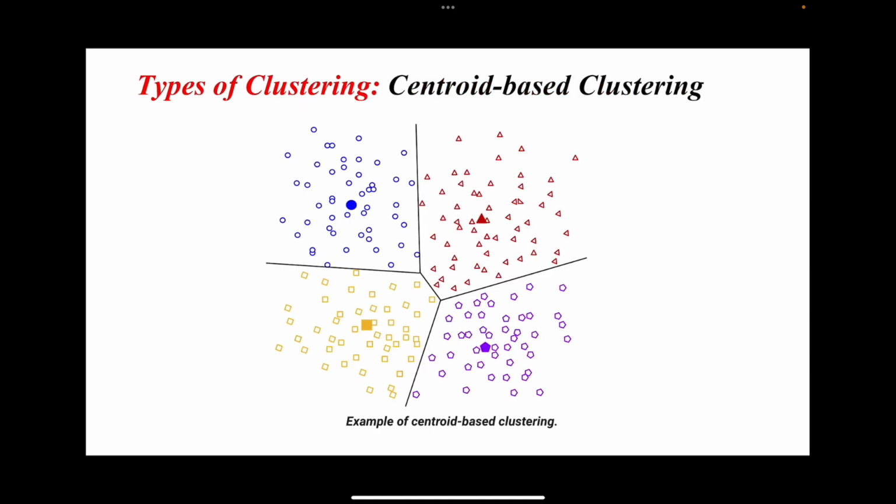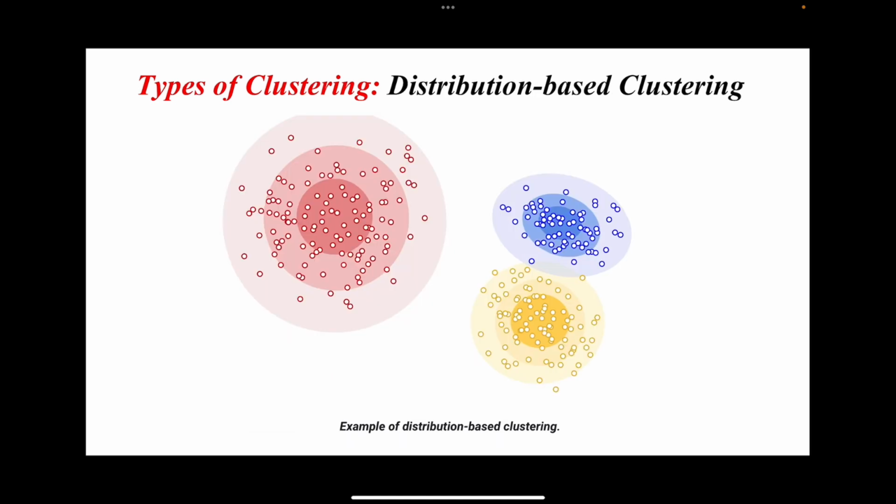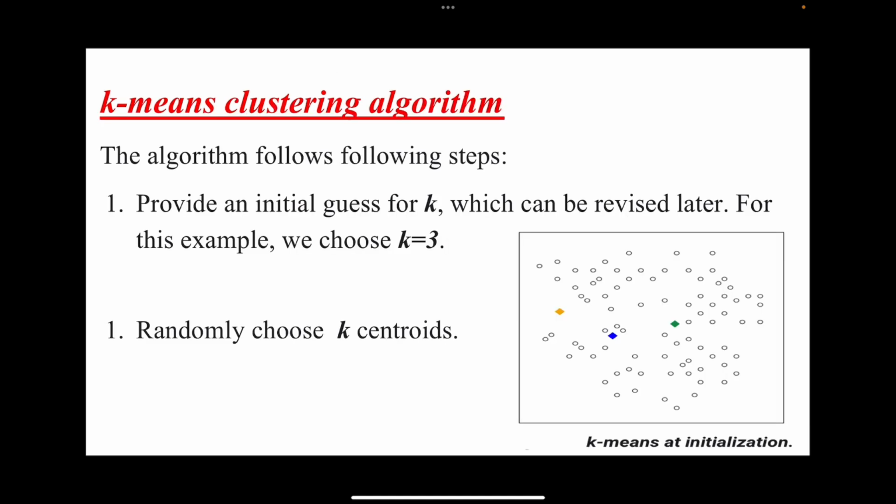Among the types of clustering, the very basic is centroid-based clustering. Another type of clustering is density-based clustering, where the clusters are defined on the basis of the density of the data points. Another one is distribution-based clustering, where we consider a Gaussian distribution for the clustering task.